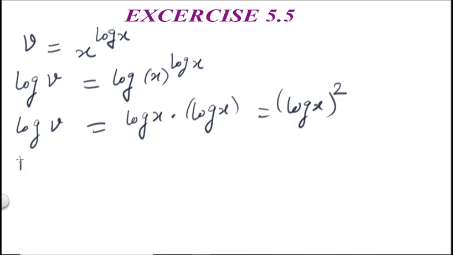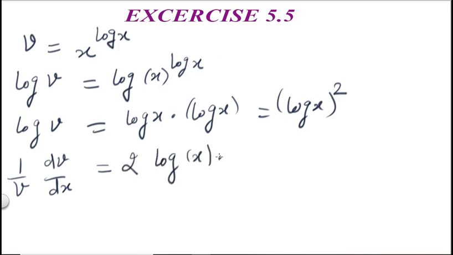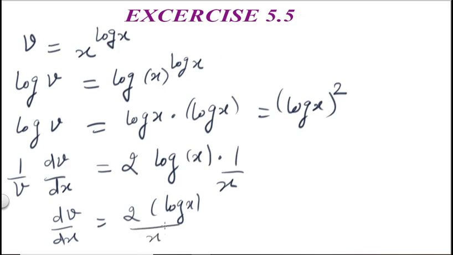Just to see now. Log of v will be 1 upon v dv by dx. Clear? Equals log of x square. So first of power function, it will become 2 log x. Then you will do for log of x, which will be 1 by x. So dv by dx will be 2 log x divided by x whole multiplied with v. What is the value of v that we have? X to the power log x. Clear? Let this be equation number 3.